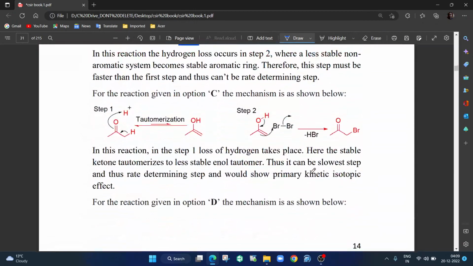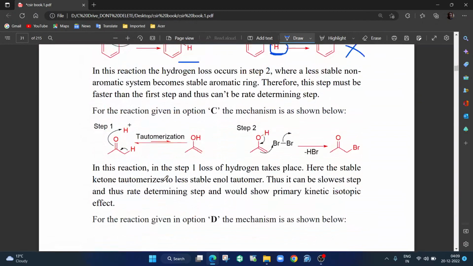Third one, basically they showed one ketone and they said bromination is occurring. So the first step is tautomerizing from the stable ketone to the unstable enol. So this has to be the slower step, right? It has to be the rate determining step, and in this rate determining step you can see that hydrogen is lost. Then in the second step this comes down, picks up bromine, and you get this. So of course this will be the answer, C has to be the answer.